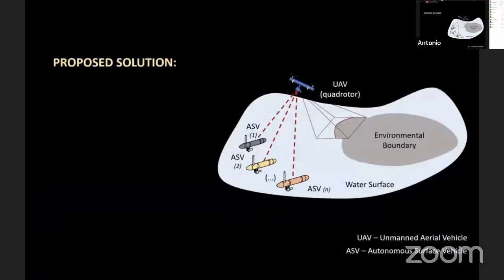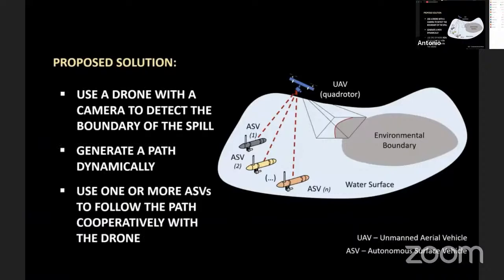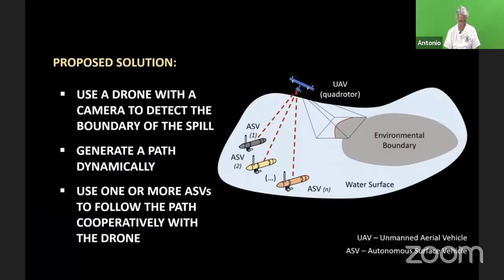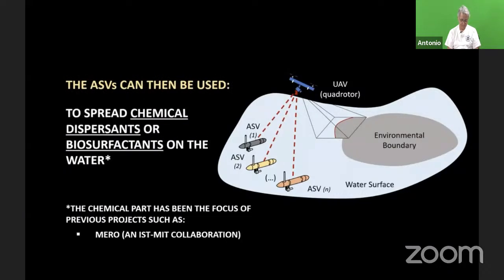Use a drone with a camera to detect the boundary of the spill, then generate the path dynamically, and after that, we use an ASV to follow the path cooperatively with the drone. The ASVs can be used to spread chemical dispersants for use on spills in the water. This part has been the focus of previous projects such as MADRAS.